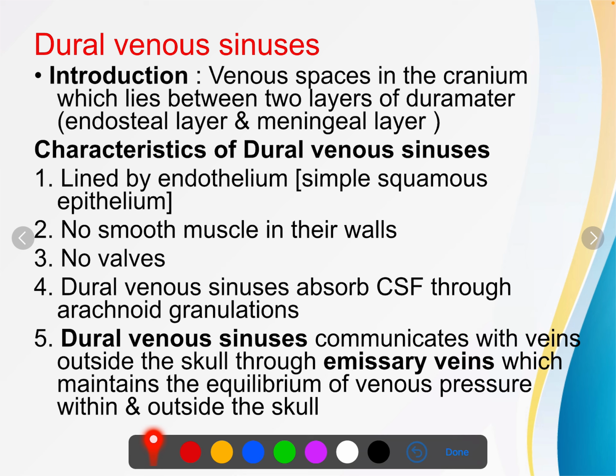It has no smooth muscle in the wall. There is no valve. The dural venous sinuses absorb cerebrospinal fluid through the arachnoid granulation. The dural venous sinuses communicate with the veins outside the skull through the emissary veins, which maintain the equilibrium of the venous pressure within and outside of the skull.